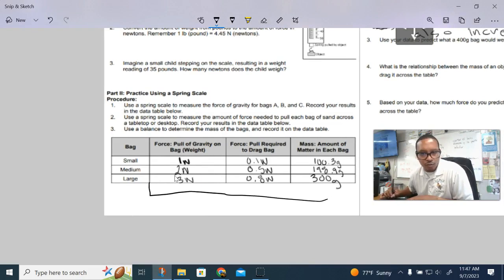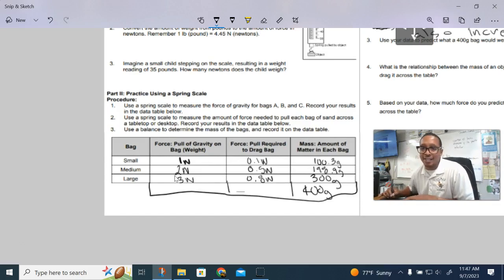If it was like, sorry, that's looking crazy. And it was like that, and then this was 400 down here, right? 400 grams. What do we think this would be? So it goes 100, 198. It's really close to 200. Then this is 300, and we said this was 400. Then what would it be right here?